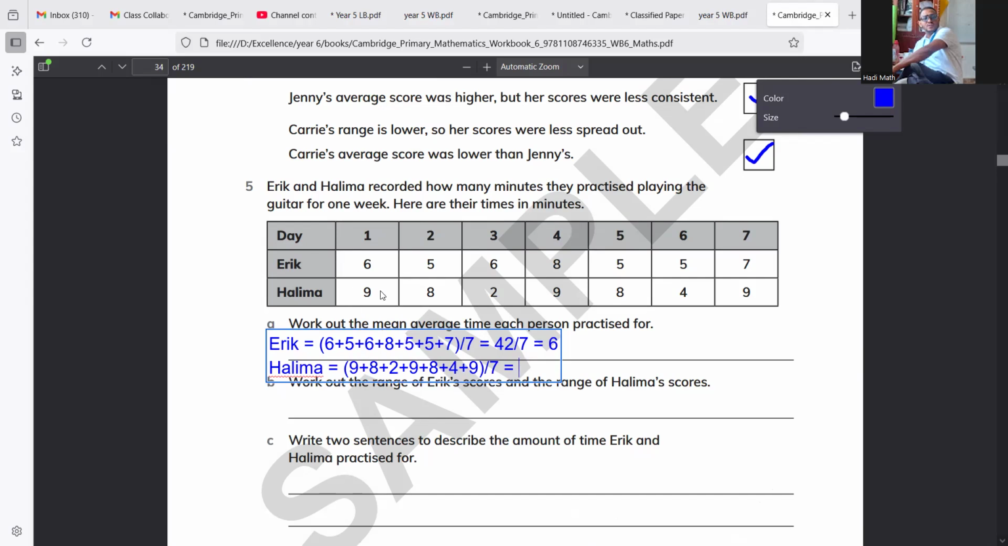Go on, add them. 9 and 8, 17. 17 and 2, 19. 19 and 9, 28. 28 and 8 is equal to 36. 36 and 4 is 40. 40 and 9 is 49. So it's equal to 49 divided by 7. That's equal to what? It is equal to 7. So this is how you find the mean for each one of them.